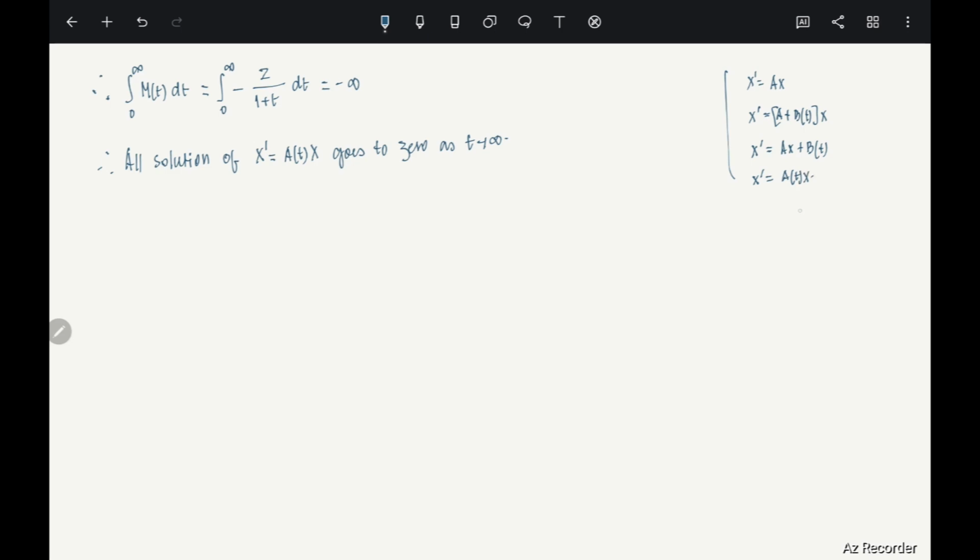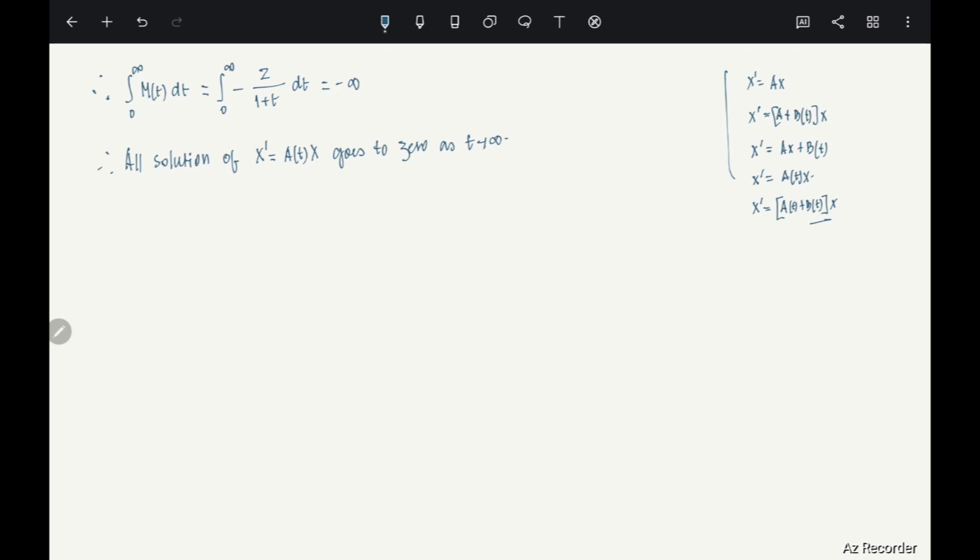Now what is the most natural thing to do here? We will again talk about the perturbed system: x prime equals (A(t) plus B(t)) times x. Let's just do that part. Clear? Once we do it, we will look at some other important theorems.